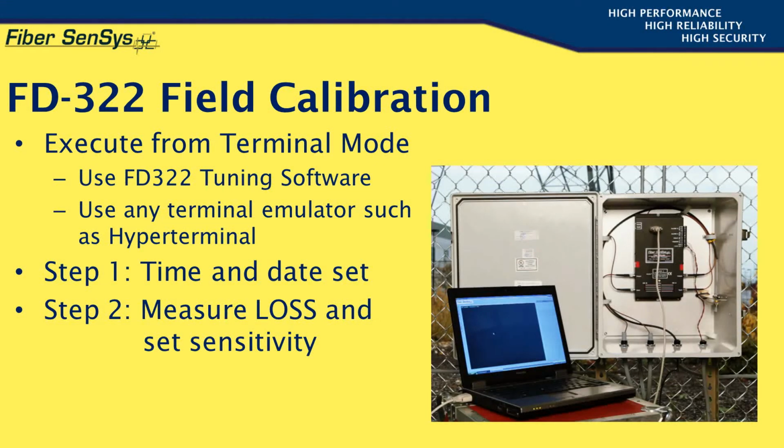As mentioned earlier, the FD322 tuning software can accomplish this, or a terminal emulator program can be used. Either way, a two-step process is involved in calibration. First, the current time and date need to be set so that the APU can correctly tag event occurrences. Second, a measurement of system optical loss must be made in order to set the APU sensitivity. A short video segment will now be shown to illustrate this process.